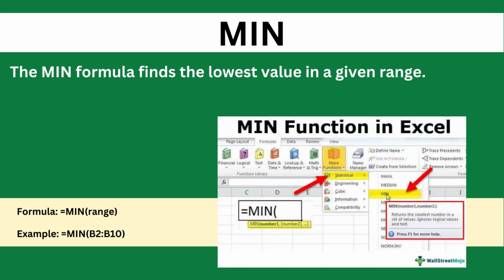The MIN formula finds the lowest value in a given range. If you have a list of expenses for many categories and want to identify the category with the lowest expense, you can use the MIN formula.